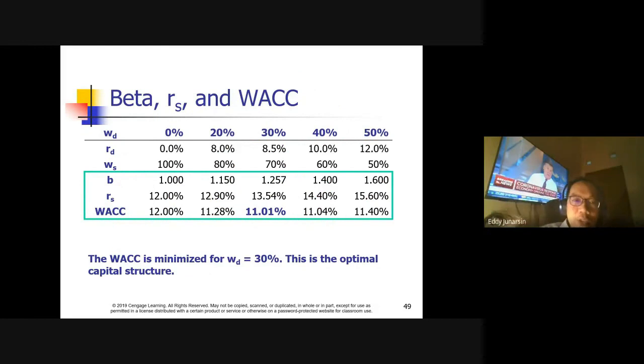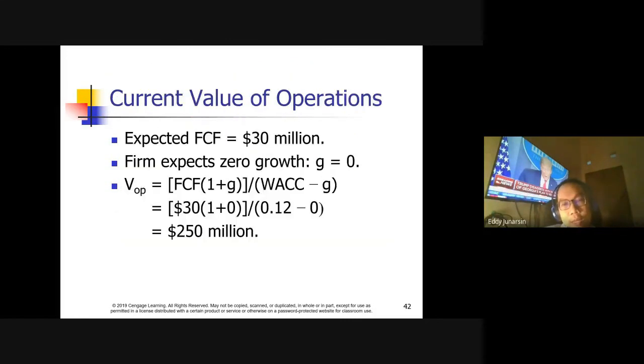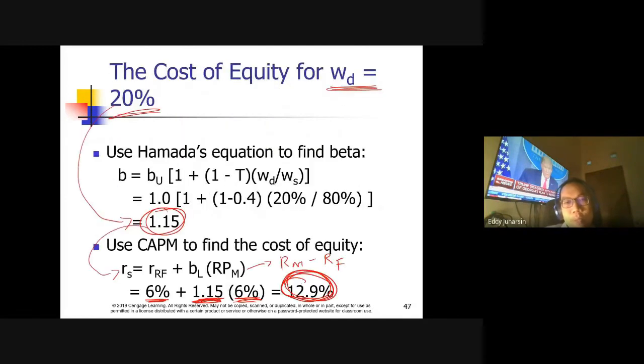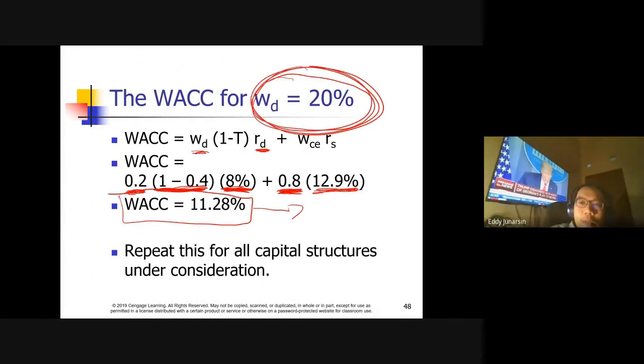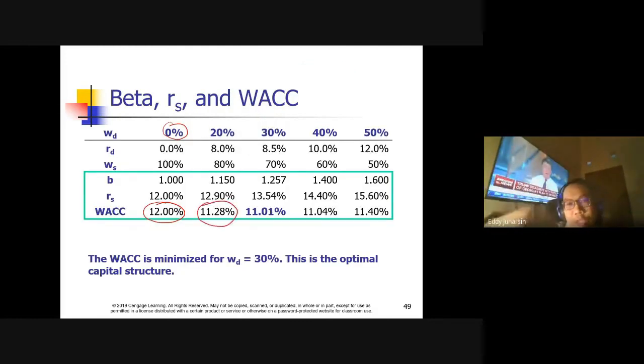So we continuously repeat the process. Remember, when the debt ratio is 0%, the cost of capital is 12%. Let's go back there to show a point. When the company employed no debt financing, the cost of capital was 12%. But when the company starts using 20% debt, the cost of capital is 11.28%.